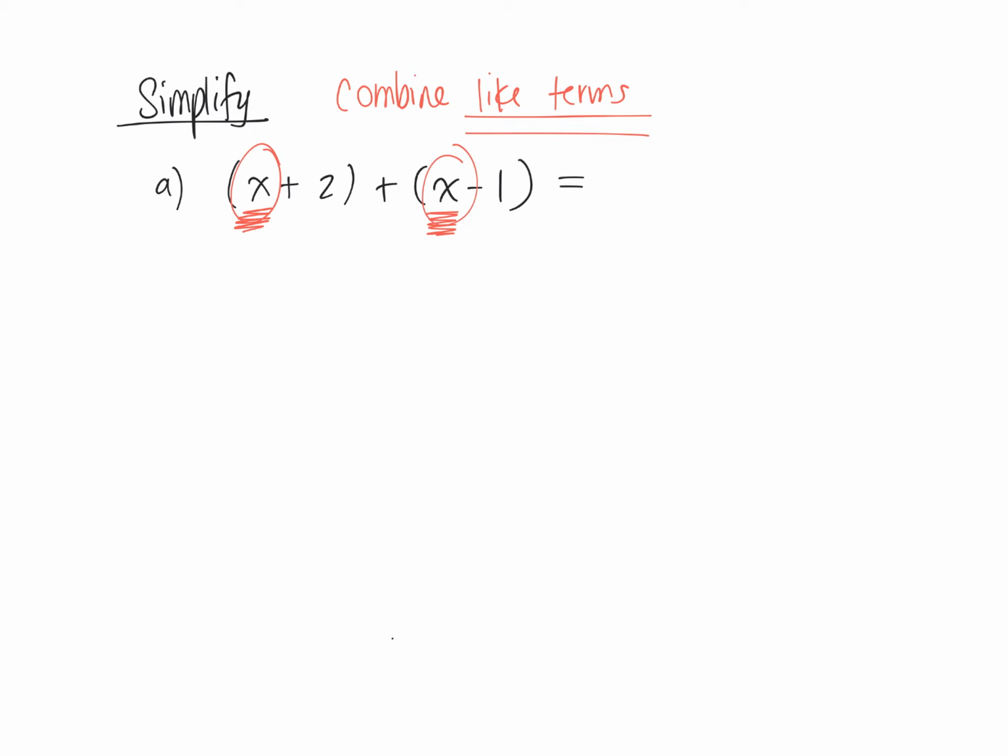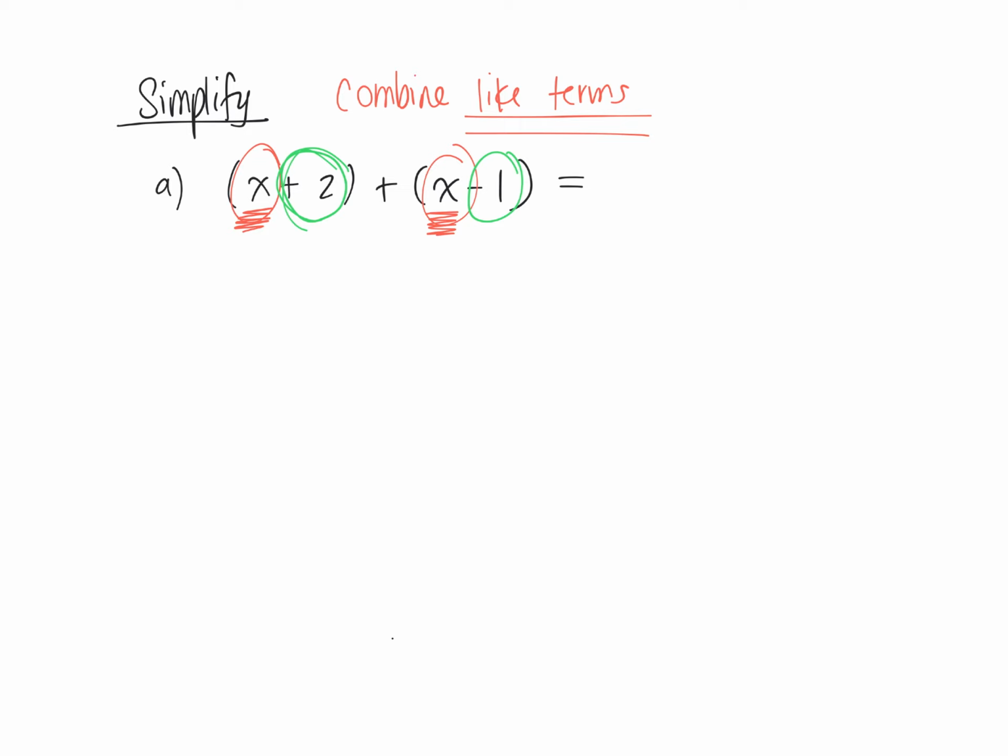If you were using the algebra tiles, you would have one x and you would have another x and you add those together, right? And then I'm going to add my constant terms. This is called a constant term. It's just the number by itself. There's no variable with this. So I'm going to do 2 and -1. Those are going to go together.